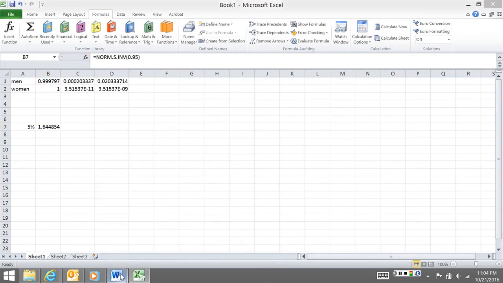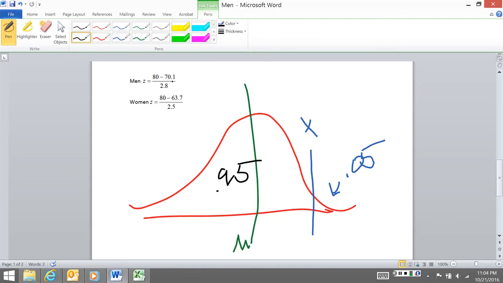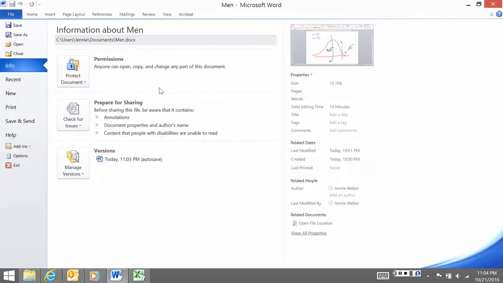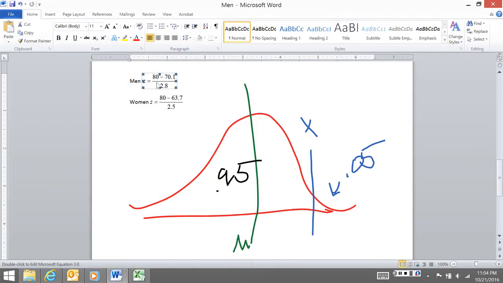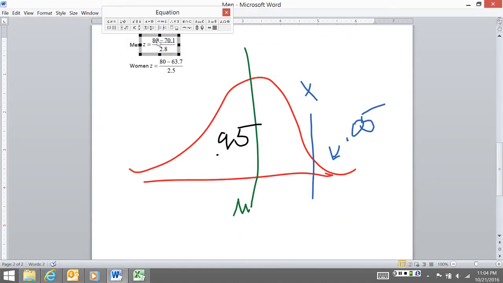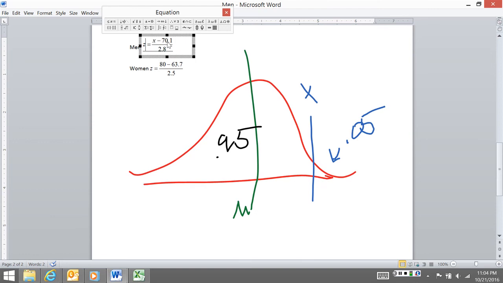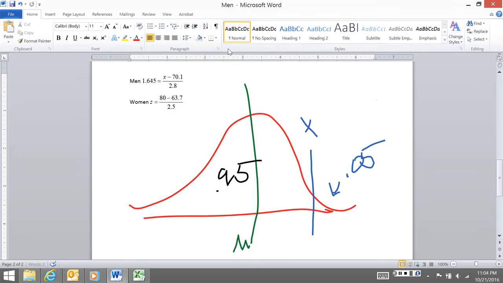Now, to find this, what I would do then is I would go back to my formula here. There we go. And I would put x in here, because I don't know what this is. But I know now that this is 1.645, and I would simply solve for x, and this would give me what the value is. So if I do 1.645 times 2.8 plus 70.1, it tells me 74.7.